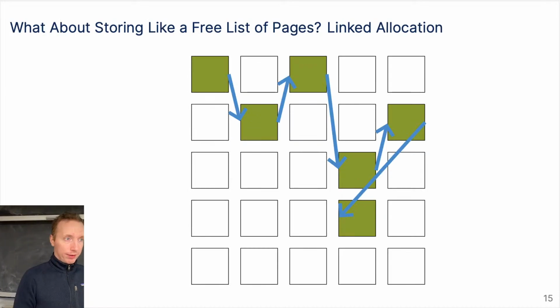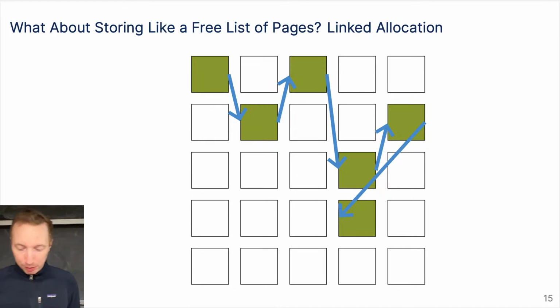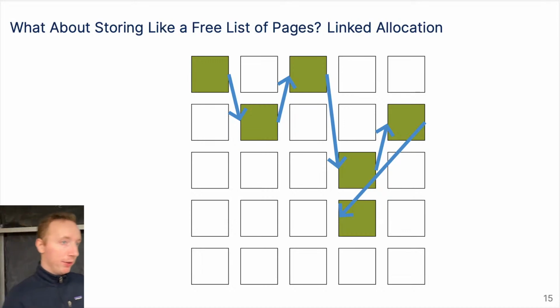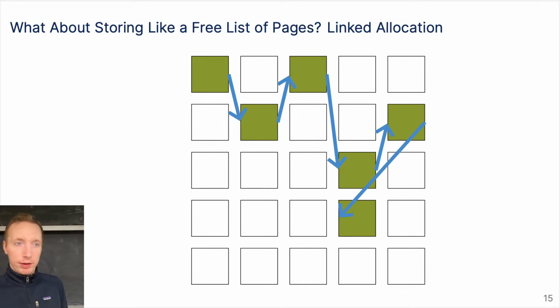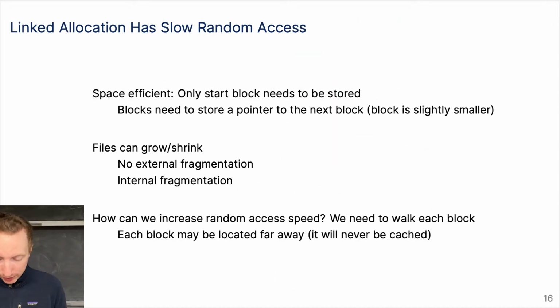So what about just doing what we did with the kernel and just store a free list of pages? This is something called linked allocation, where we would record the first page of the allocation, and then on every single page, we would just carve out a space for a pointer to the next page. And then we could follow them all until that pointer finally is null or something like that. That's what linked allocation is called.